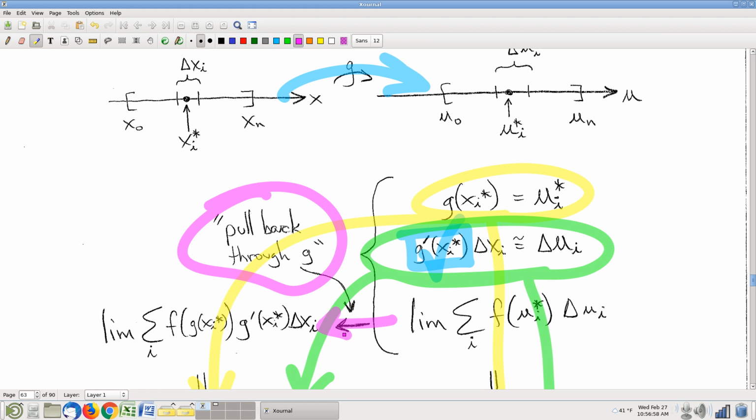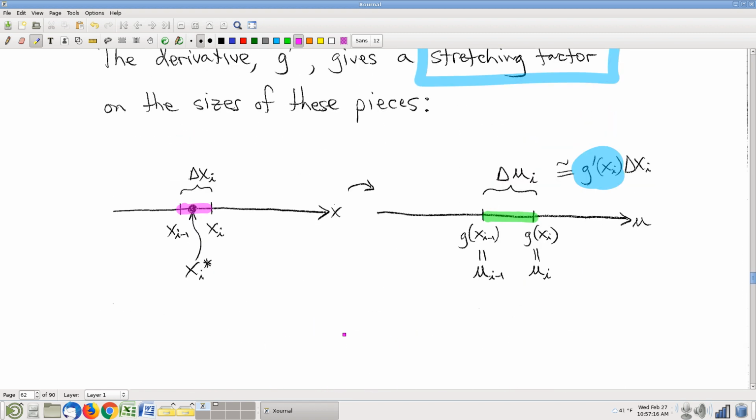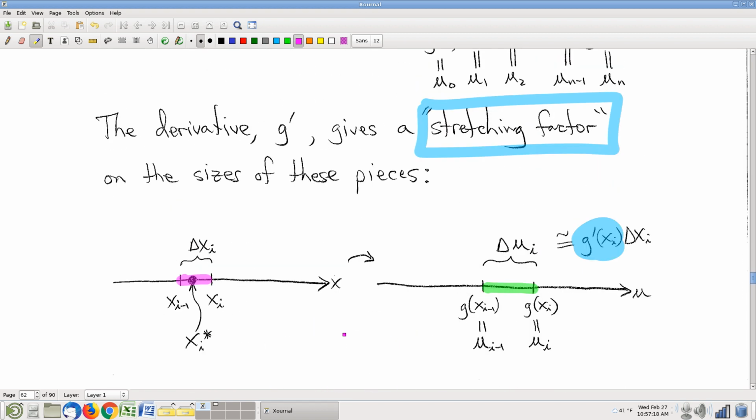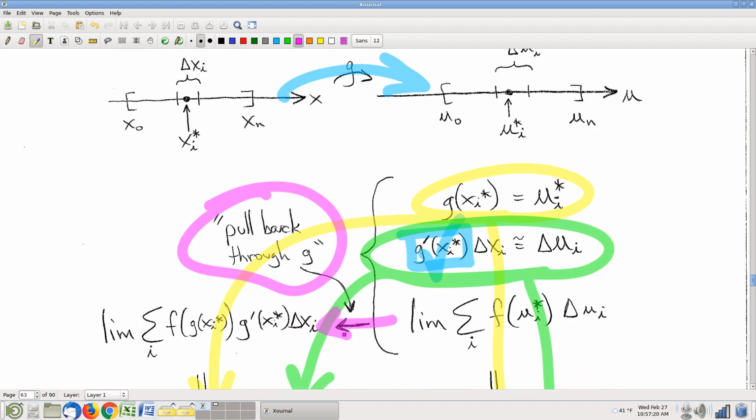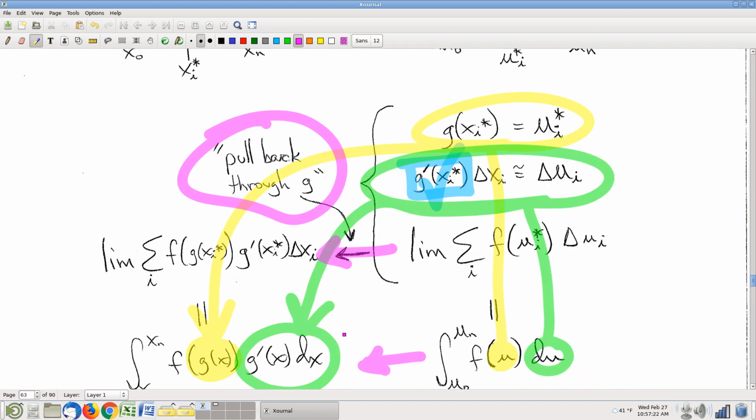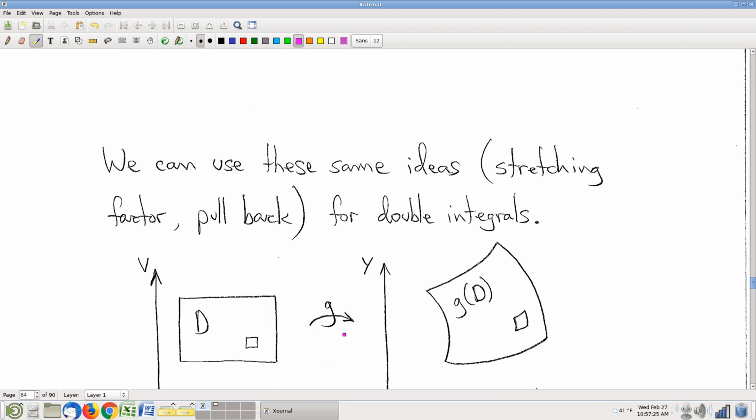So, this is what happened. Like I say, it's a little bit counterintuitive, but this idea of a pullback is a big deal. This is going to show up dramatically in how we make use of this idea in two-dimensional and also three-dimensional contexts. So those are the two big ideas to keep track of: the idea of a stretching factor and the idea of a pullback. Okay. All right, and here we go.